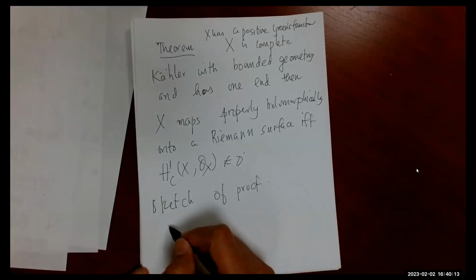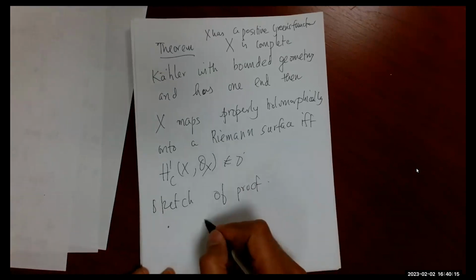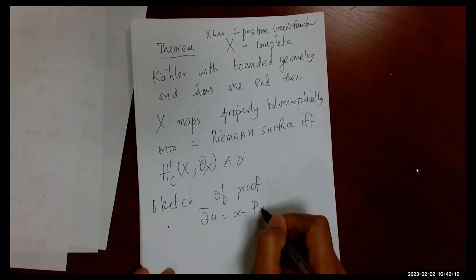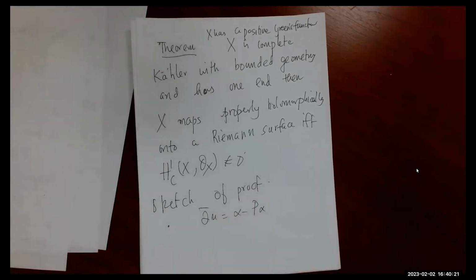So we start with this. It's always the same process. You start with d bar u equals alpha minus p alpha, which is where you use the Green's function. Now, as usual, the issue is if p alpha, the harmonic projection, is zero, then the earlier argument I said works. You can just show that u would then be compactly supported.